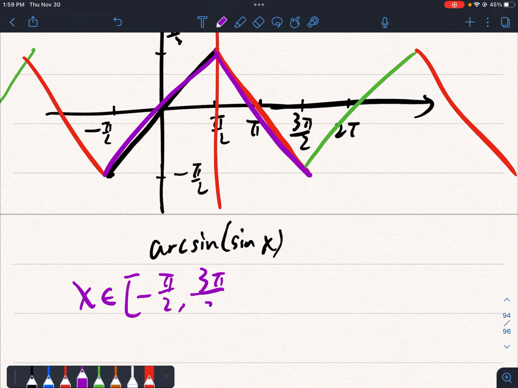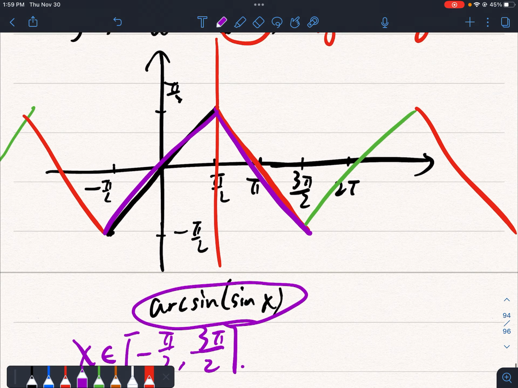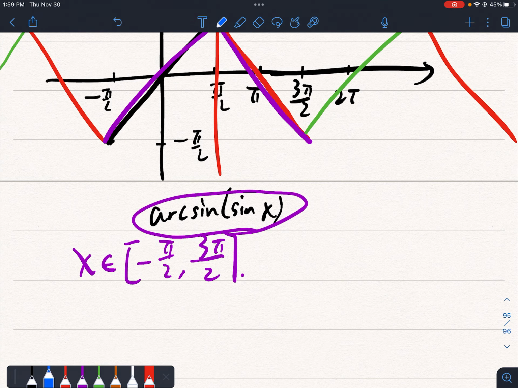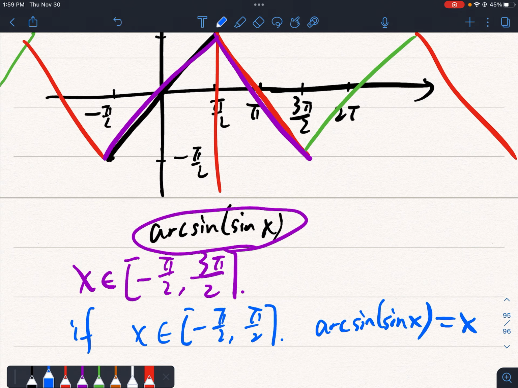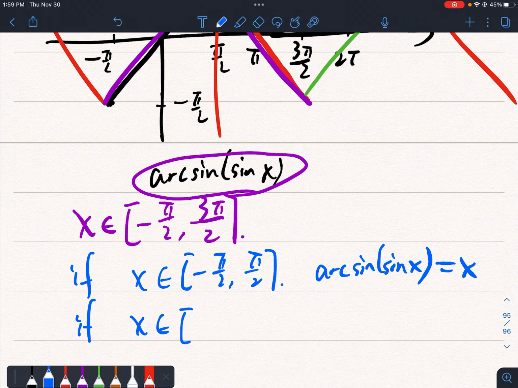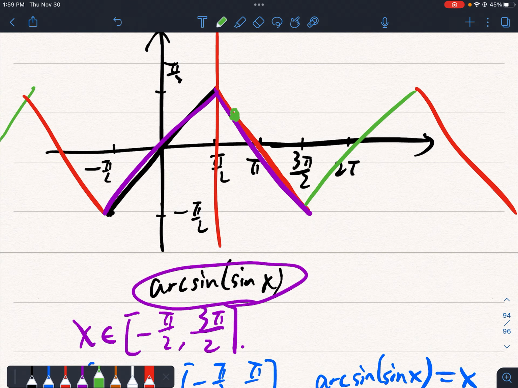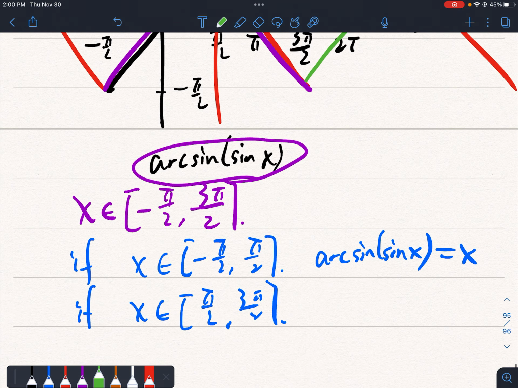Then you have two cases. Let's say you have some x on the interval minus pi over 2 to 3 pi over 2. What is its value? You can just look at the graph, and it's very clear that if x is between minus pi over 2 and pi over 2, then this value is simply x by the definition of the inverse function. But if x is big, let's say from pi over 2 to 3 pi over 2, then the value here should be the value exactly over here, right?